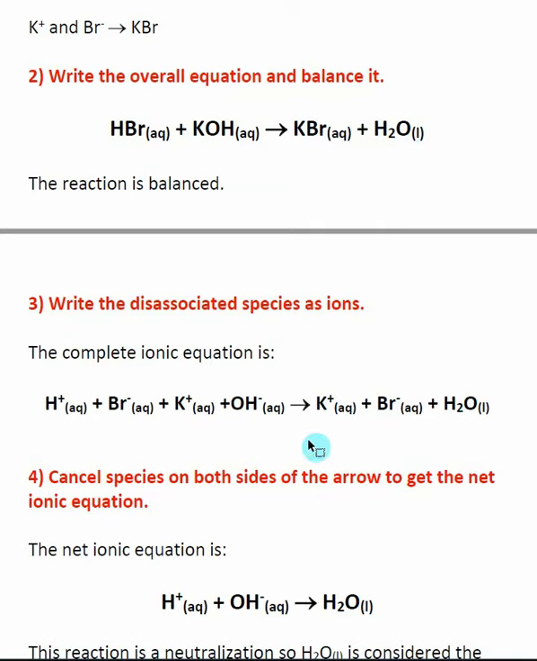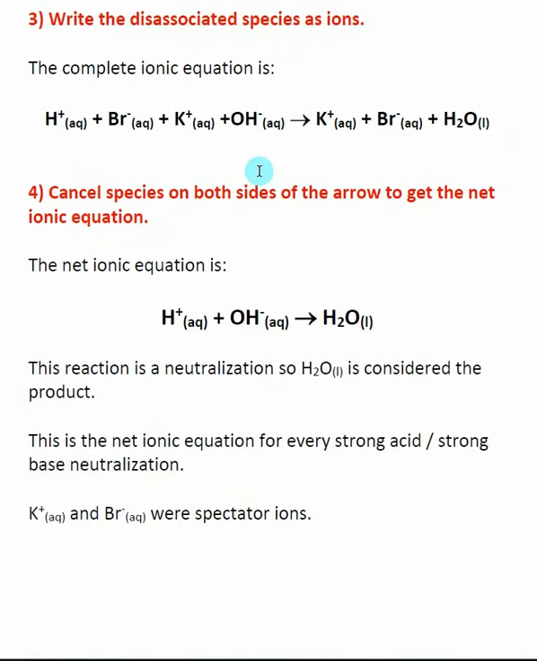So water is our product. Water is not dissociated. Then to go from the complete ionic equation to the net ionic equation, I cancel species that are on both sides of the arrow. Here I have a Br- and a Br-, that goes. I have a K+ and a K+, that goes. And what I'm left with is the net ionic equation for the neutralization of a strong acid and a strong base, and that is H+ and OH- go to make water. And that's really what we mean by neutralization.